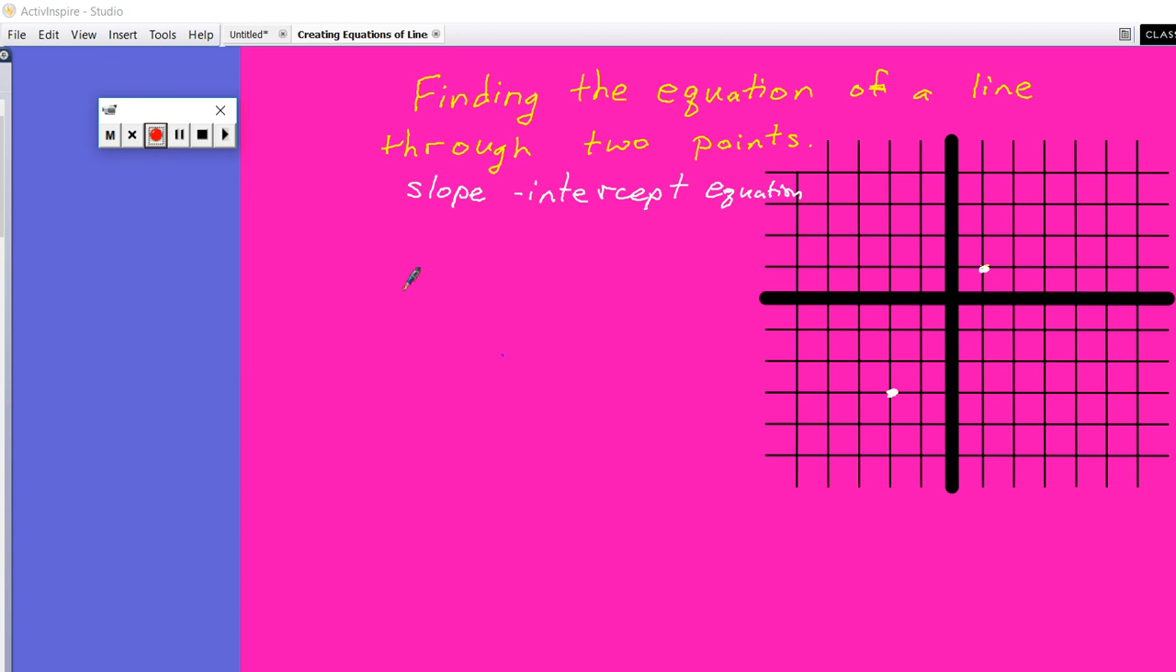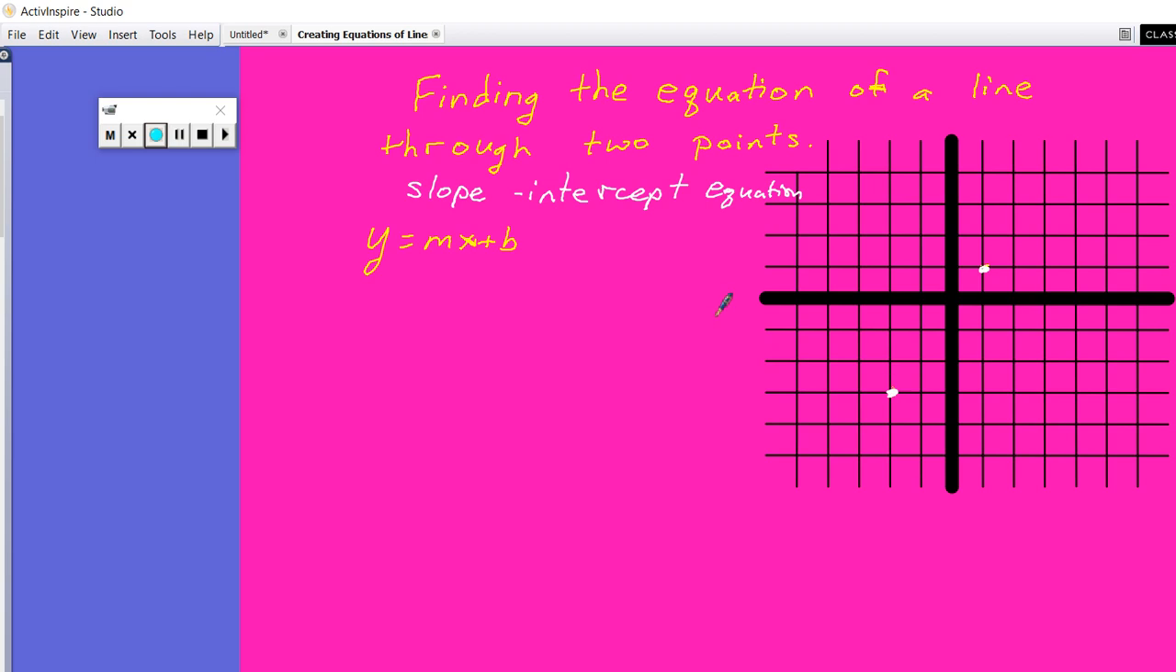Alright, so on this one, you're supposed to find the equation of a line through 2 points. And we're going to use the slope-intercept equation, which is y equals mx plus b. So the first thing we need to do is find the slope between these 2 points. And we'll do that 2 different ways so that you can see how to do it, both visually and then with just 2 points with their ordered pair.